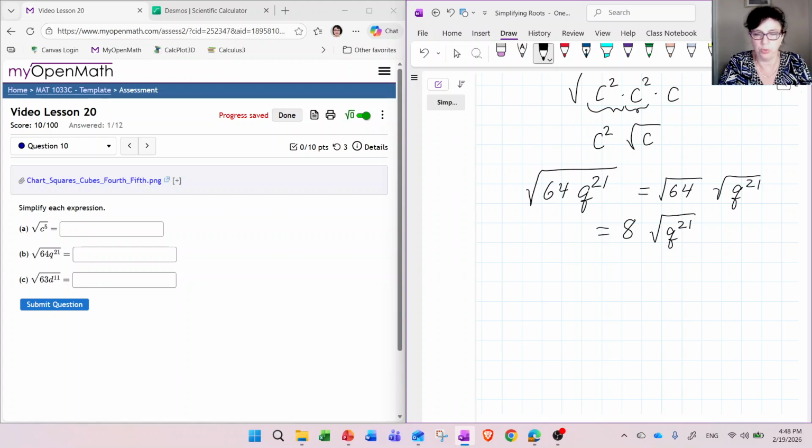Okay, how do I do that? First, I'm going to divide 21 by the index of the root, which is 2. And then I have to convert it to that mixed fraction.